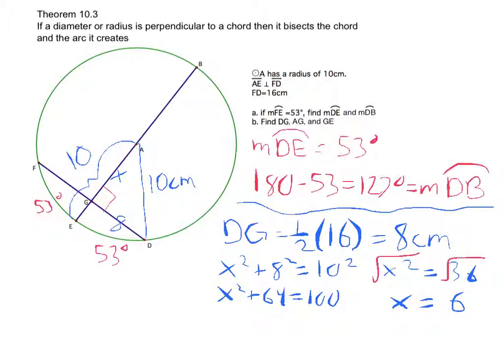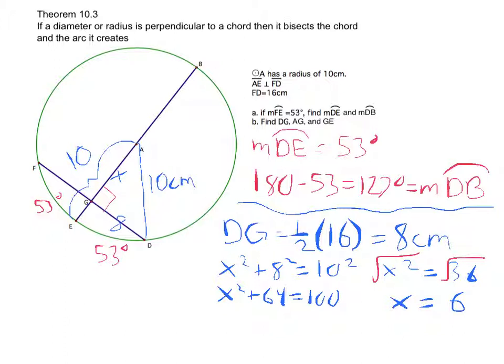Now you might have noticed that this was actually a 3, 4, 5 triangle multiplied by 2. 3 times 2 is 6, 4 times 2 is 8, 5 times 2 is 10. So you could have gotten that answer of 6 without much additional work. But the Pythagorean theorem will always work. It just depends whether or not you've memorized your Pythagorean triples.